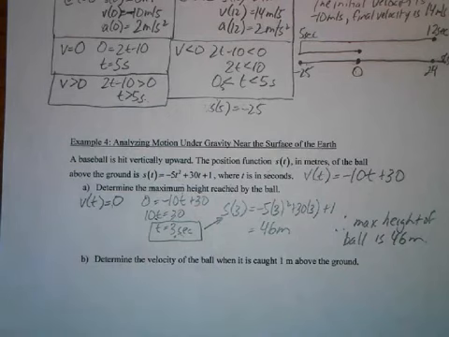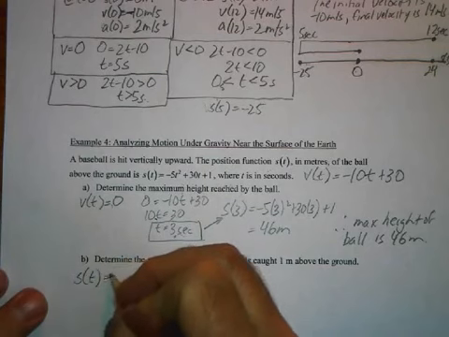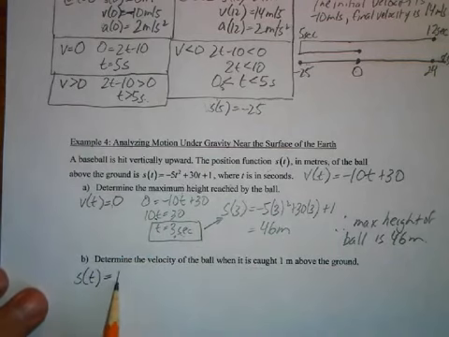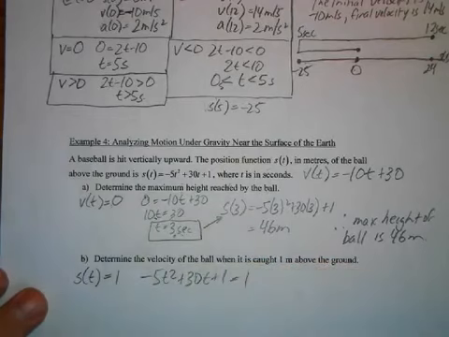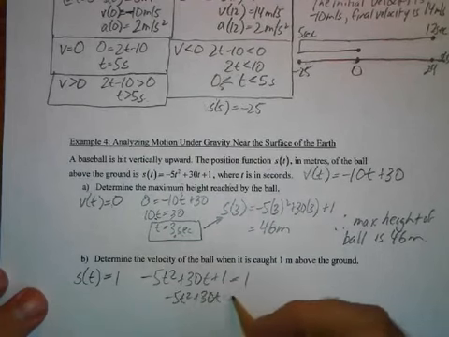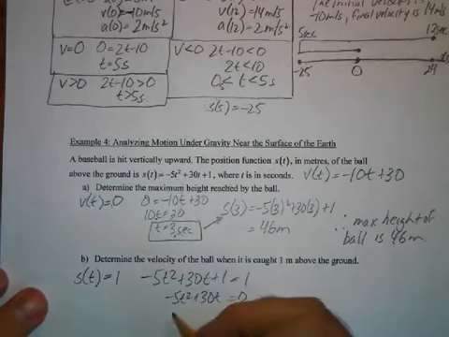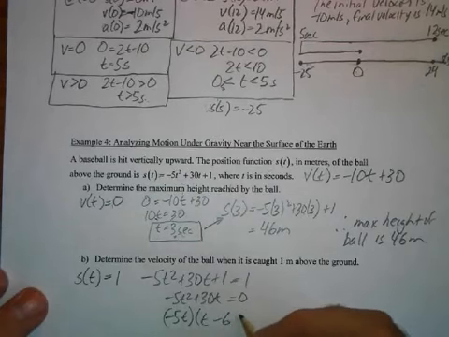Okay, second question, determine the velocity of the ball. Now this you wouldn't have been asked in grade 10 because this is just position. Determine the velocity of the ball when it's caught 1 meter above the ground. So that means s of t is equal to 1. The position is 1 meter. So we set our original equation equal to 1. Negative 5t squared plus 30t plus 1 is equal to 1. And these ones will cancel. That worked out nicely because now we can factor out negative 5t, and I get t minus 6 equals 0.